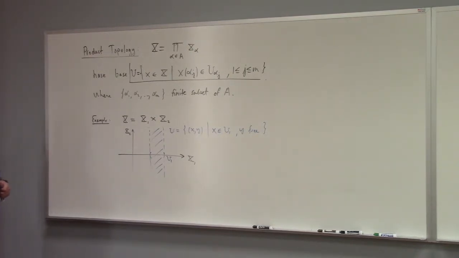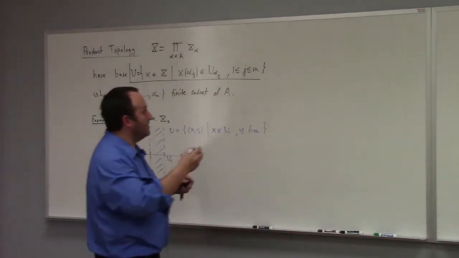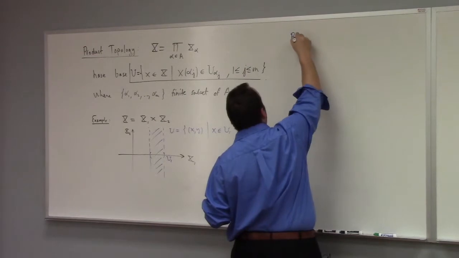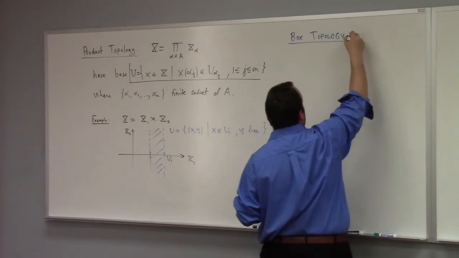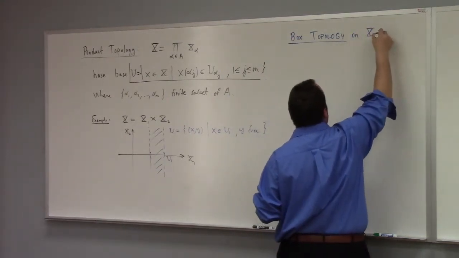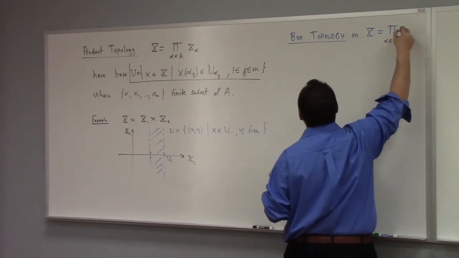But you've got to imagine here the product could be infinite, right? So it's just saying that there's a finite number of them that are stuck in the open sets, for a finite subcollection of the index set. In contrast, there's the box topology on the same set. So still talking about the possibly infinite Cartesian product. All right?